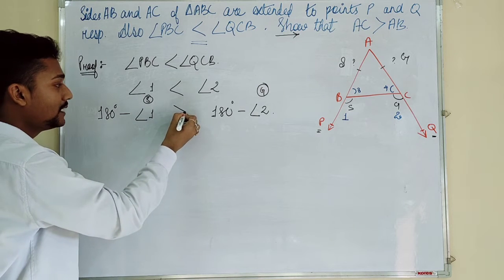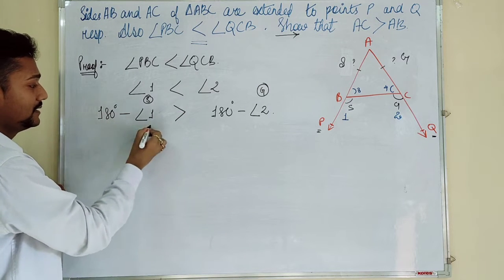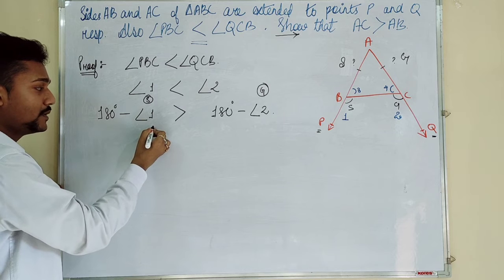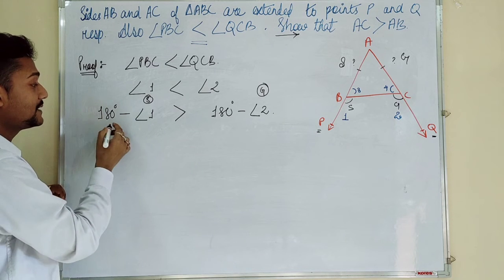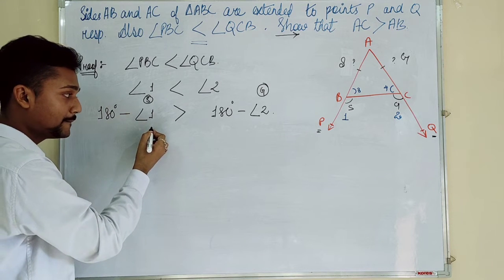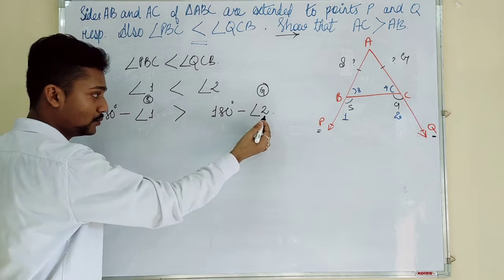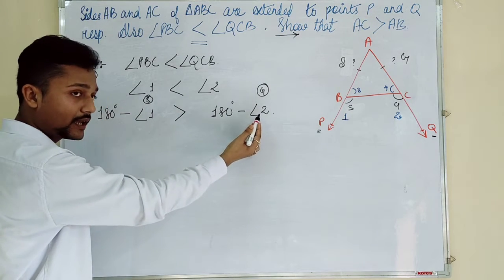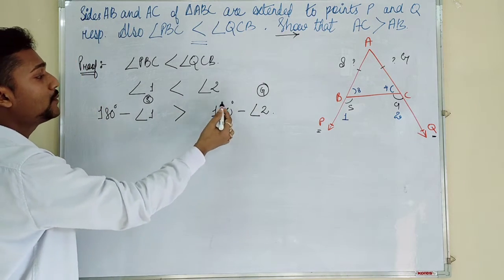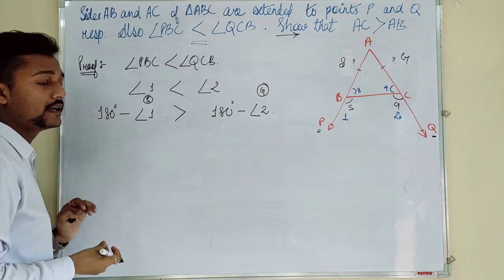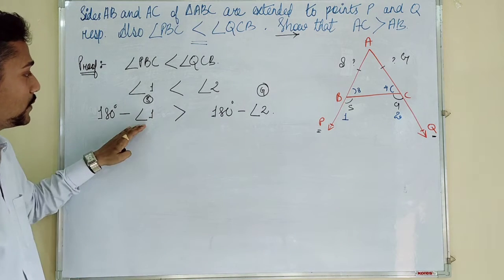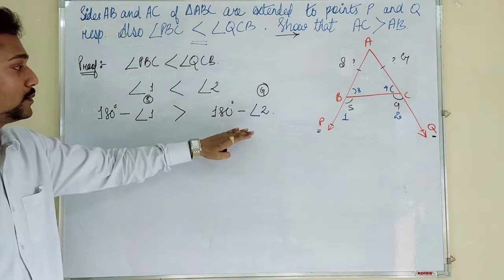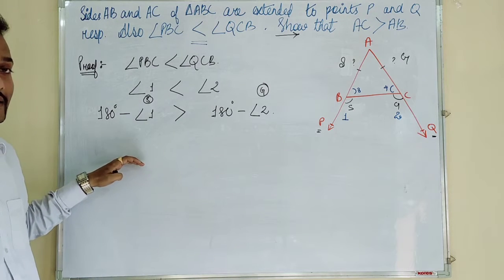That means the expression 180 degrees minus angle 1 is greater than 180 degrees minus angle 2. Angle 1 is smaller than angle 2, which means if I subtract angle 2, which is greater than angle 1, from 180 degrees, the result will be smaller. Here it will be smaller and here it will be greater.